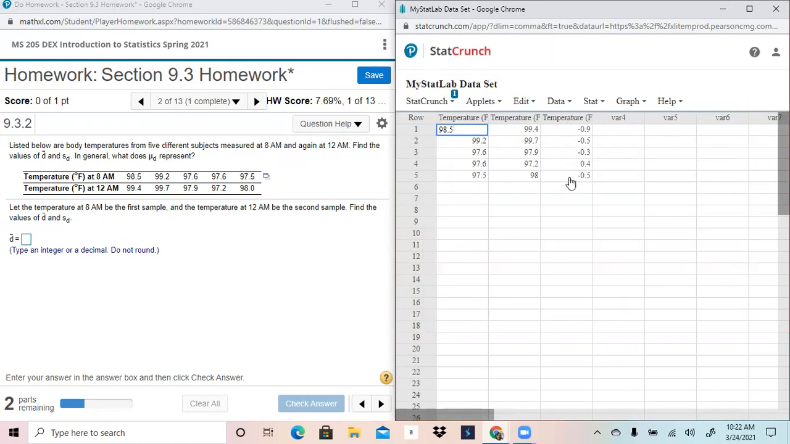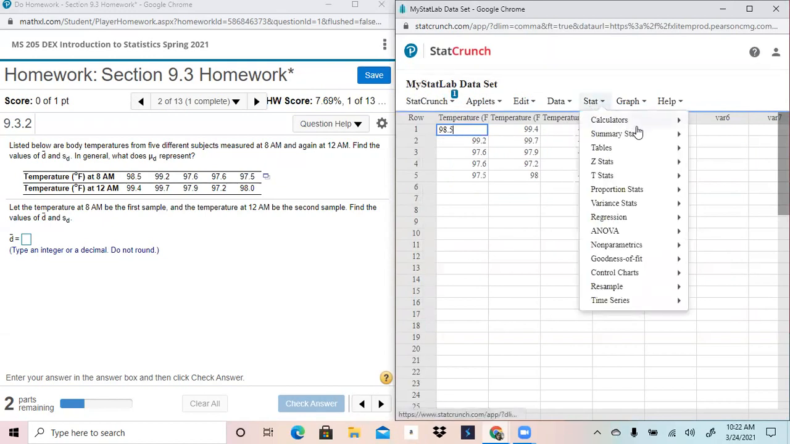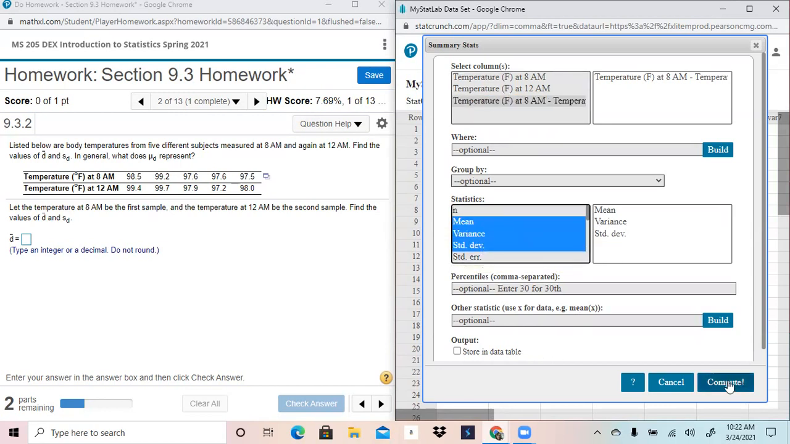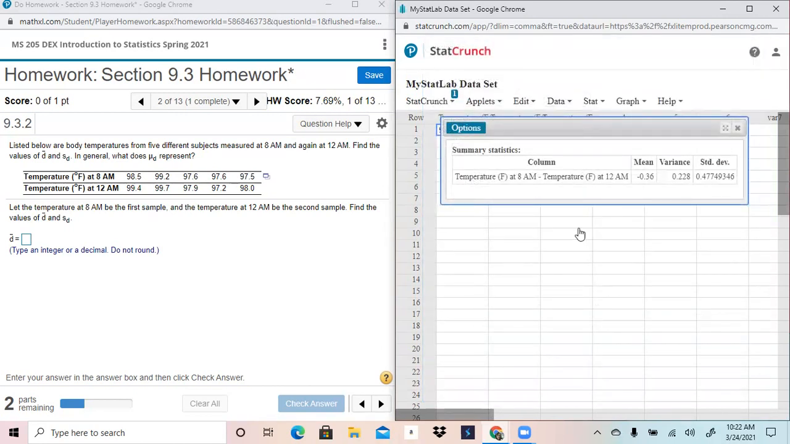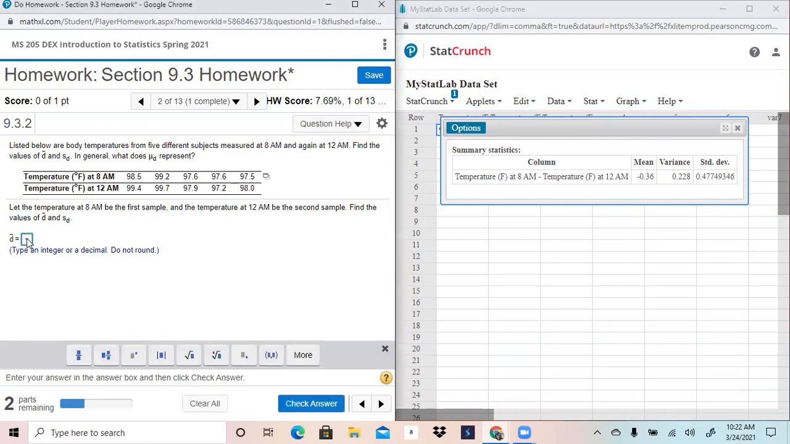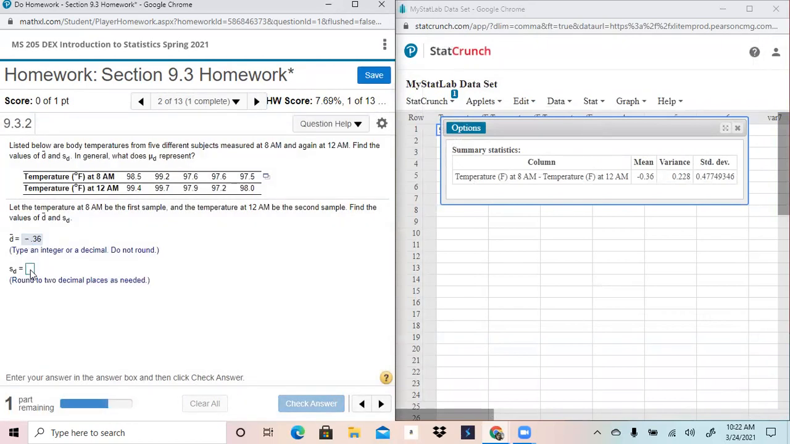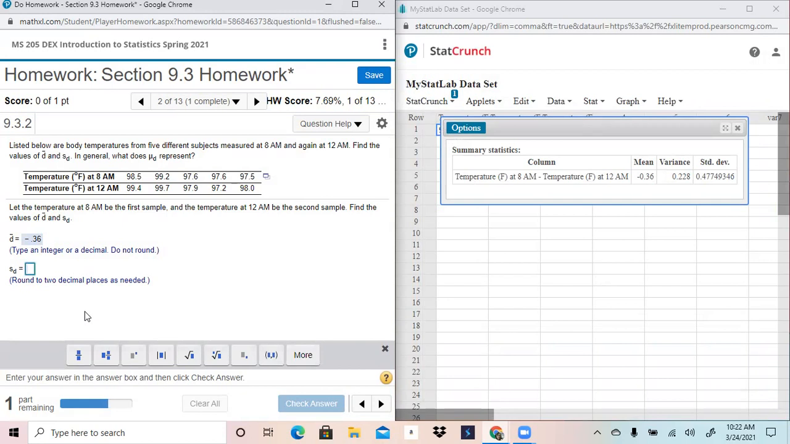which contains the difference. Now, if I do my summary stats in a column, and I really only need the third column there that I've just created, I want the mean and the standard deviation. I'll just go ahead and pick up the variance as I go. So the mean of the differences is negative 0.36. The standard deviation of the differences, to 2 decimal places, is going to be 0.48.